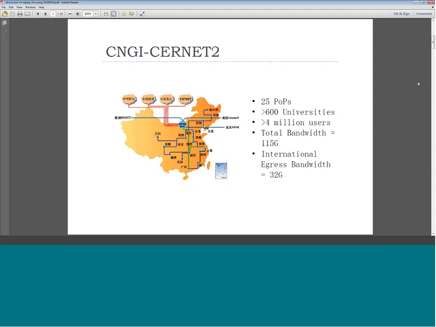CERNet 2 is a pure IPv6 network in China for education and research. It has 25 POPs and is connected with 600 universities and 4 million users. The total bandwidth is about 115 gigabits, and the international egress bandwidth is about 32 gigabits. Next slide, please.